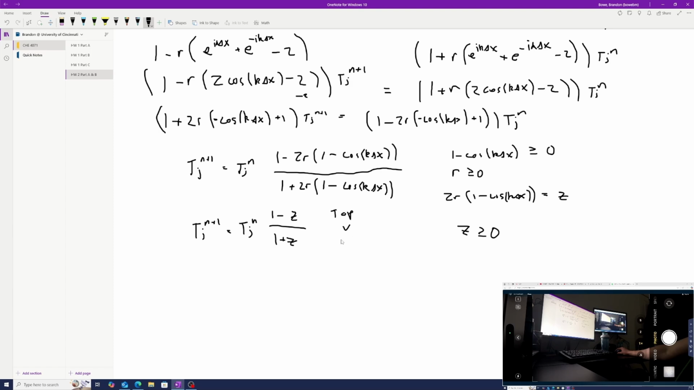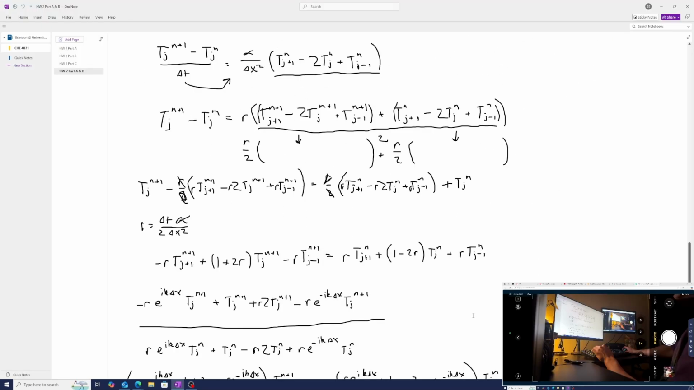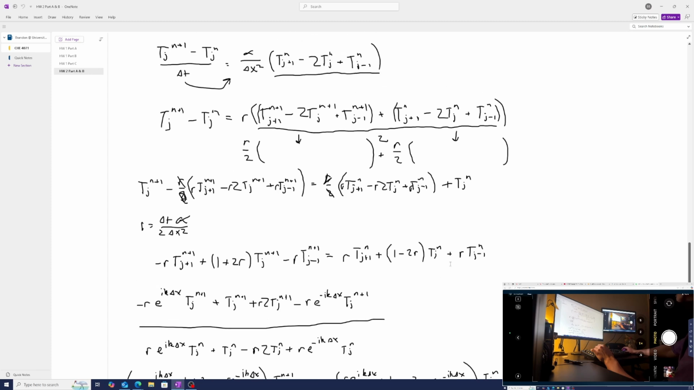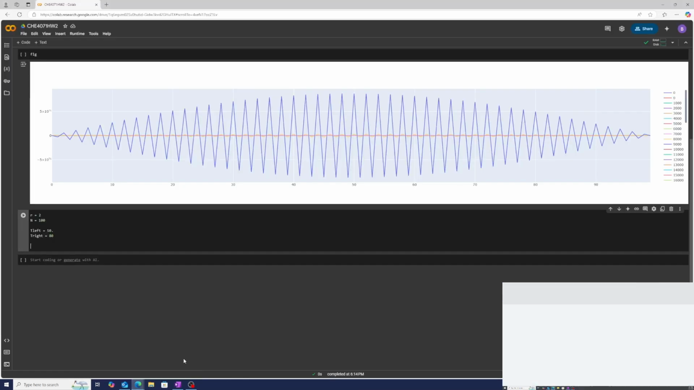Top always greater than our bottom, meaning that for any value of r, our system will be stable. For the last part of homework 2, we're going to use our Crank-Nicolson differencing to again simulate our temperature diffusion and then show that any value of r is now stable, which we just proved using our stability analysis. So we'll go to Python.